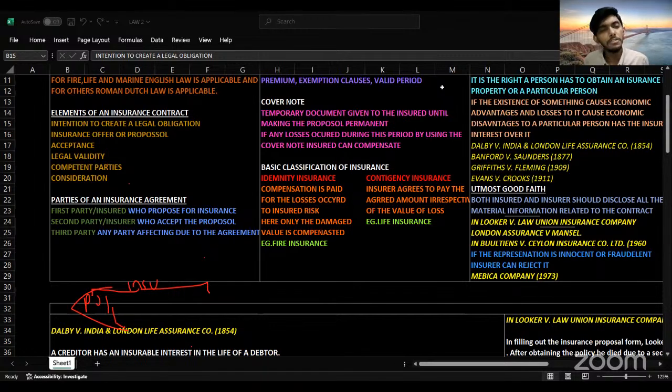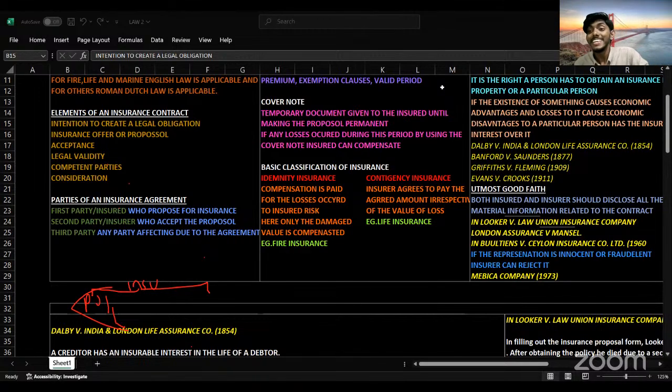First of all, what happens? Insurance proposal means we who need to obtain the insurance coverage should go to the insurance company and request the insurance coverage or the policy. You're requesting the insurance coverage. That is the proposal.